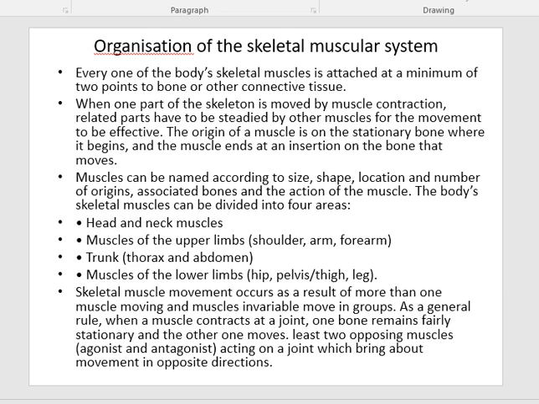What is the organization of the skeletal muscle system? Every one of the body's skeletal muscles is attached at a minimum of 2 points to bone or other connective tissue: the point of origin and the point of insertion. When one part of the skeleton is moved by muscle contraction, related parts have to be steadied by other muscles for the movement to be effective.